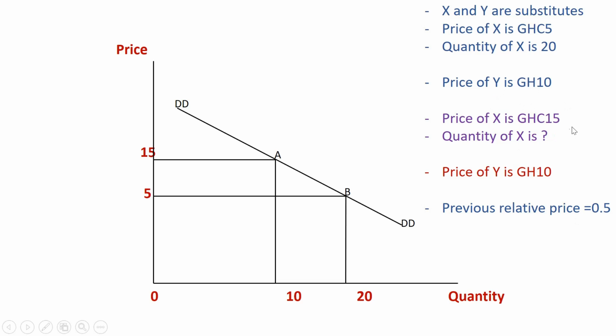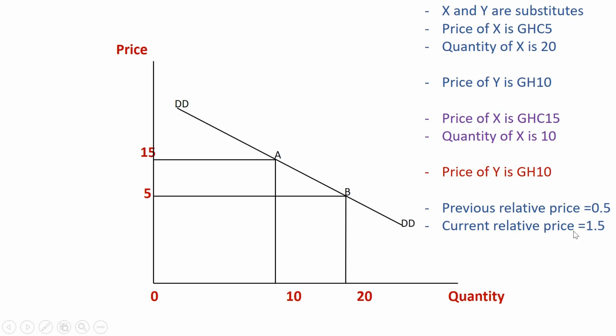Now we need to push the analysis further. Currently we have the price of commodity X as 15, while that of commodity Y still remains at 10. So what will be the new or the current relative price? We divide the price of X by the price of Y and we get 1.5. Look at the previous relative price, it was 0.5 and the current relative price is 1.5.